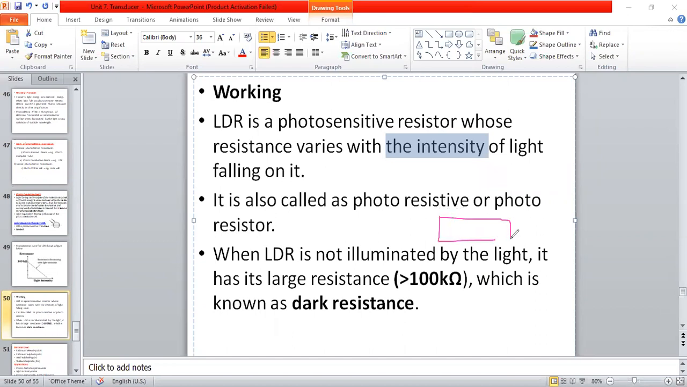When there is no light, its resistance is high. With light intensity, the resistance will decrease. Yes or no? Yes, sir. So if there is no light intensity on it, it is not illuminated at all, and then the resistance is very high. In that situation, we call it dark resistance. If the resistance is very minimum, that is called light resistance.